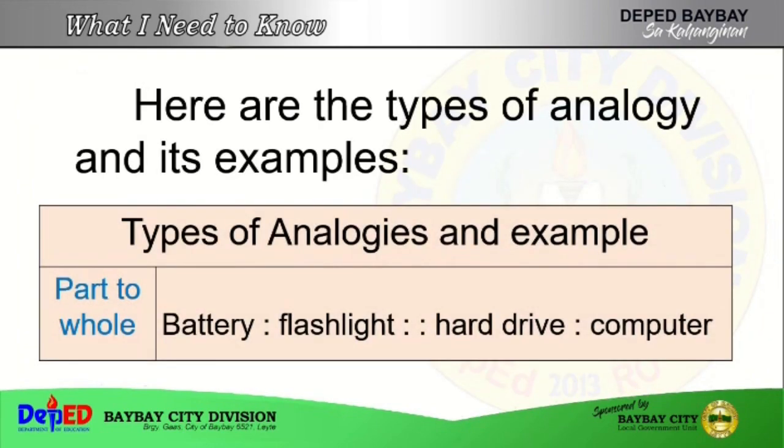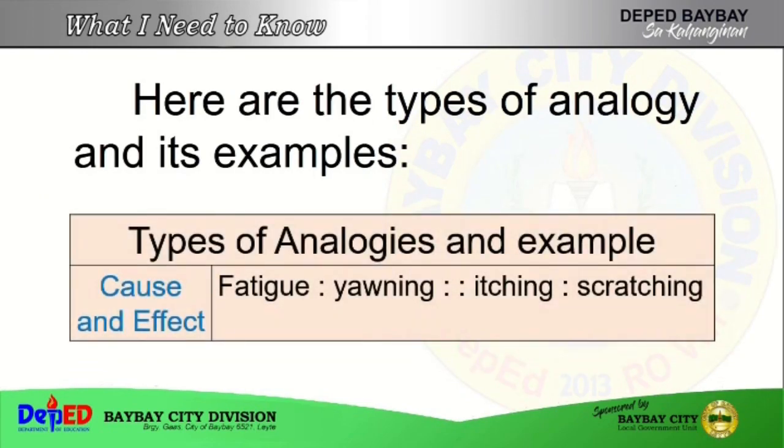Though there is no limit to the possibilities when it comes to word analogies, here are some types of analogies and their examples to familiarize with. One of the most common types of analogy is a part-to-whole analogy, in which a part of something is compared to the whole. For example, battery is to flashlight as hard drive is to computer. Cause and effect analogy, in which the paired words show a source and the resulting consequence. For example, fatigue is to yawning as itching is to scratching.